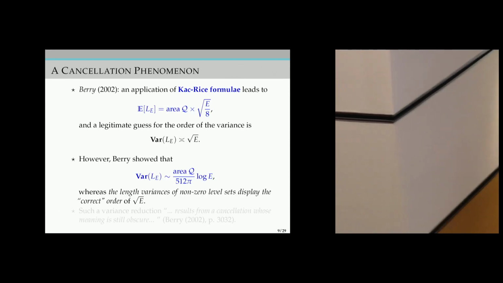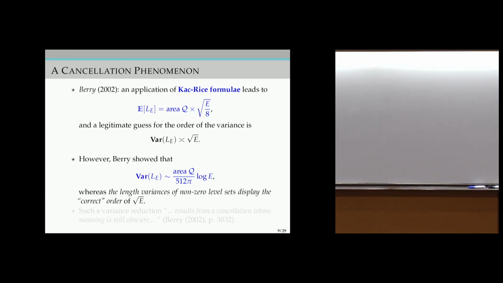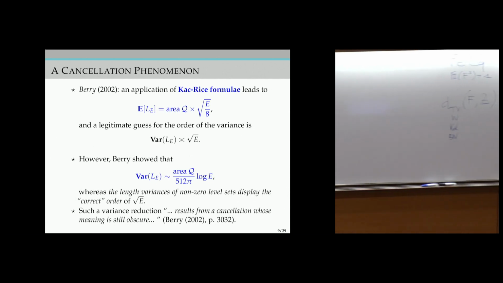So there is a legitimate guess for the variance, and there is some cancellation going on in the terms that would give the leading term of the variance, which makes the variance actually of logarithmic rate for E going to infinity. And what he says in this paper is that this variance reduction results from a cancellation. It was obscure in 2002, and it has been clarified in many ways later on. I actually spoke with Berry when visiting Luxembourg and told him about this paper, and he said, oh, I thought everyone had forgotten about it, but I'm happy that people are still looking into this phenomenon of cancellation.